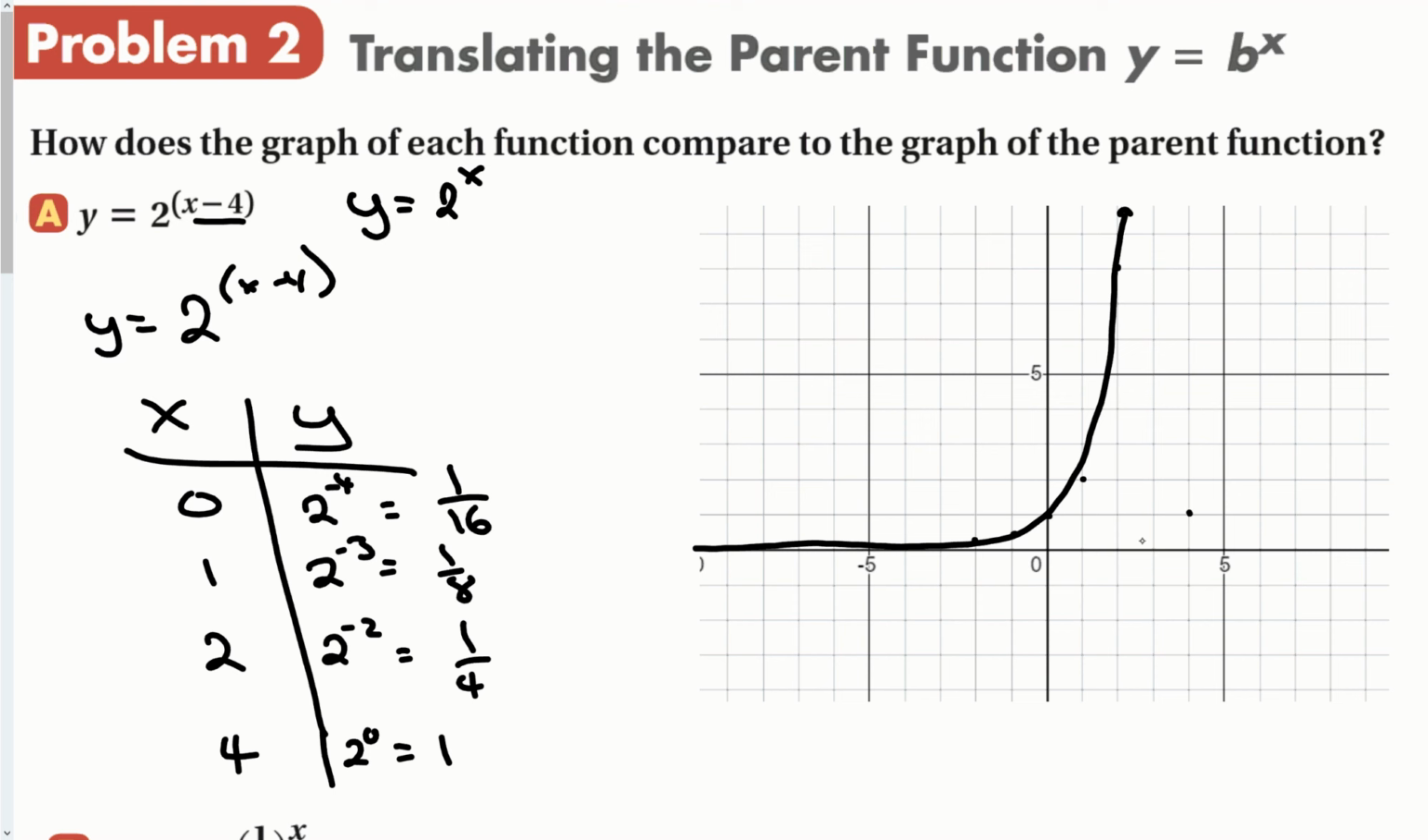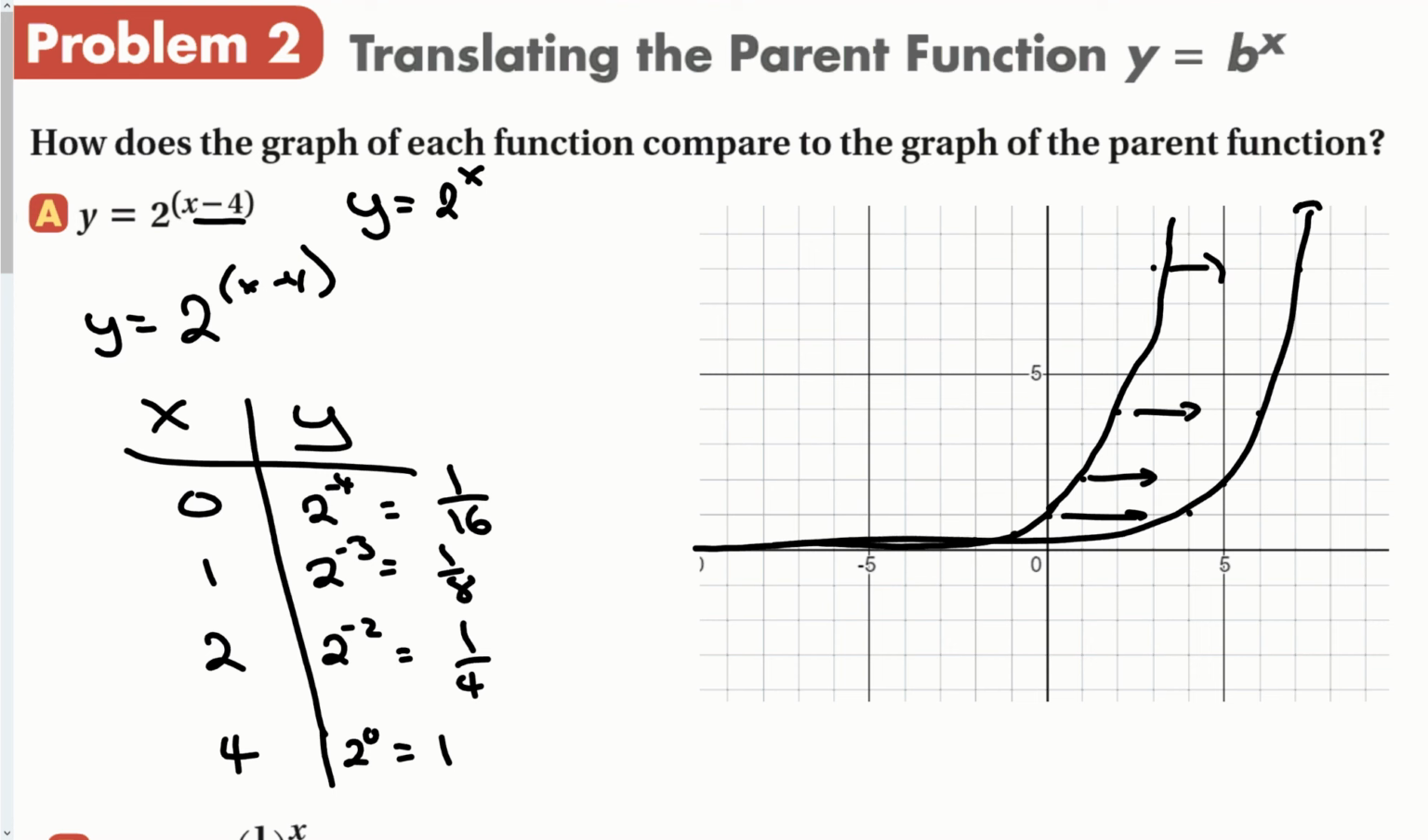As I'm going left here, I'm getting fractions. If I plug in 5, now that's 2. If I plug in 6, now that's 4. Oh, I made that one a little bit wrong. 1 is 2, 2 should be 4, and then 3 should be 8. So that was a little off. Then this one, 5, 6, 7 would be 8. So you can see all these points have been shifted to the right 4.